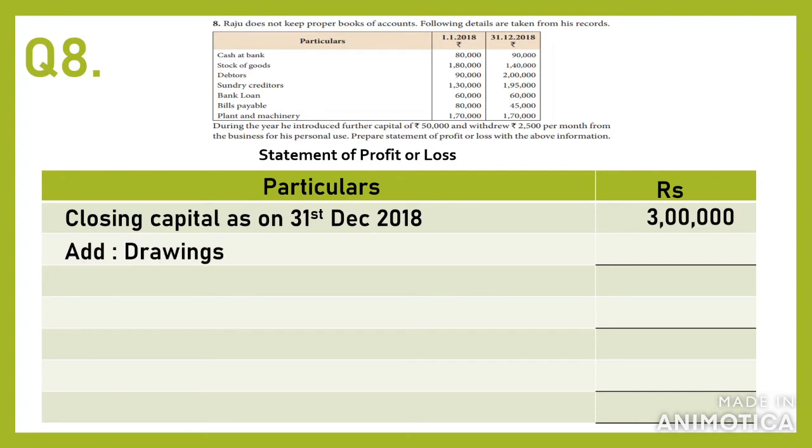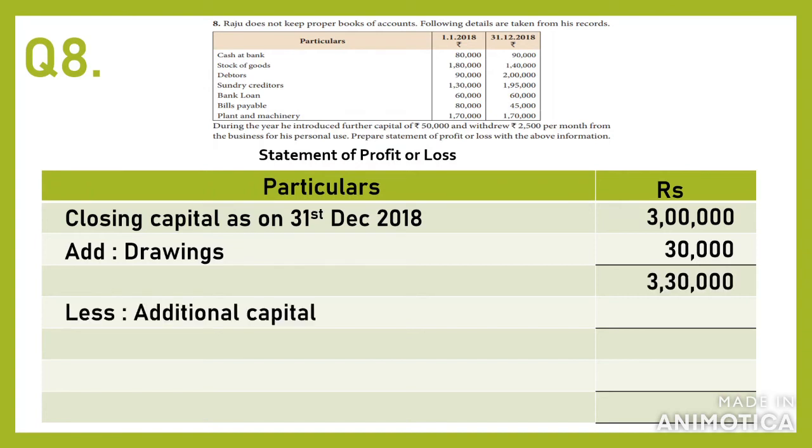To this, we will be adding the drawings. So as I mentioned earlier, he was drawing 2,500 per month. Okay, so you have to multiply it by 12 months in a year in order to get the drawings for the year, which is going to be 30,000. So you add 30,000 to 3 lakhs, you get 3.3 lakhs.